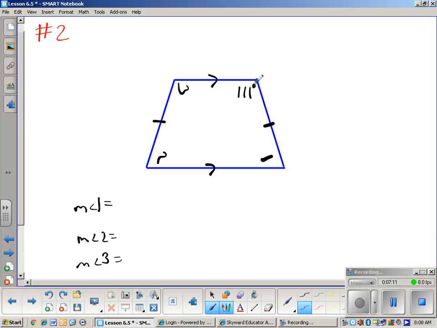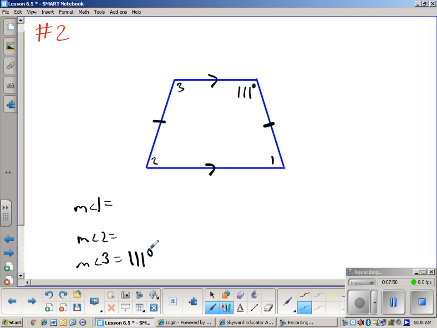Degrees. Angle 1, 2, and 3. My parallel lines as my basis now. What rule did we just learn about base angles of an isosceles trapezoid? They're congruent. So what's measure angle 3? 111. Is angles 1 and 2 111?